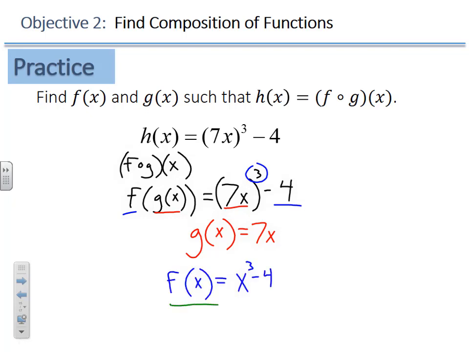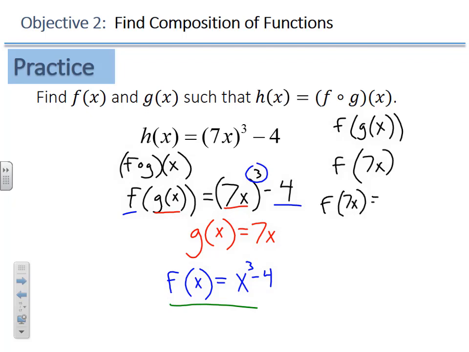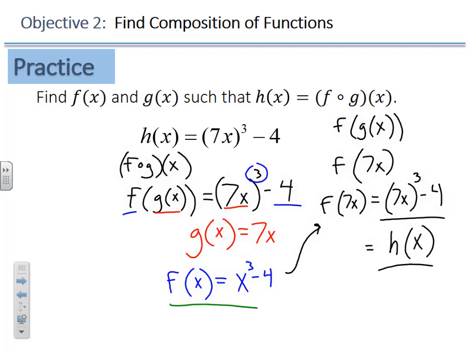Okay, that's it. But let's just check that. These are pretty easy to check. So, f of g of x, let's verify that that's the case. F of g of x would then be f of, our proposed g of x is 7x. So that would be f of 7x. And f of 7x is equal to our input, 7x cubed minus 4. And sure enough, there it is, 7x cubed minus 4. That's the function we wanted. So we're set.